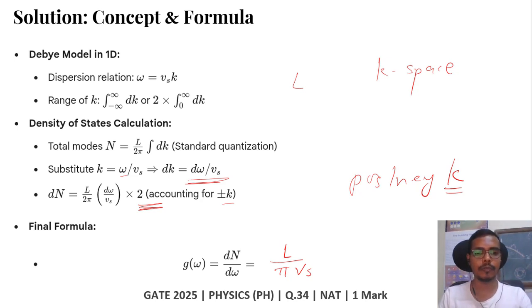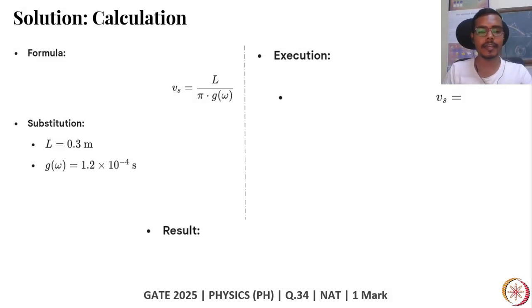Note that in one dimension, the density of states is independent of frequency, so it's a constant value. This is a point to be noted. Now let us rearrange the formula to solve for Vs. Rearranging the formula from the last slide, we get Vs, which is nothing but L over pi times g of omega.